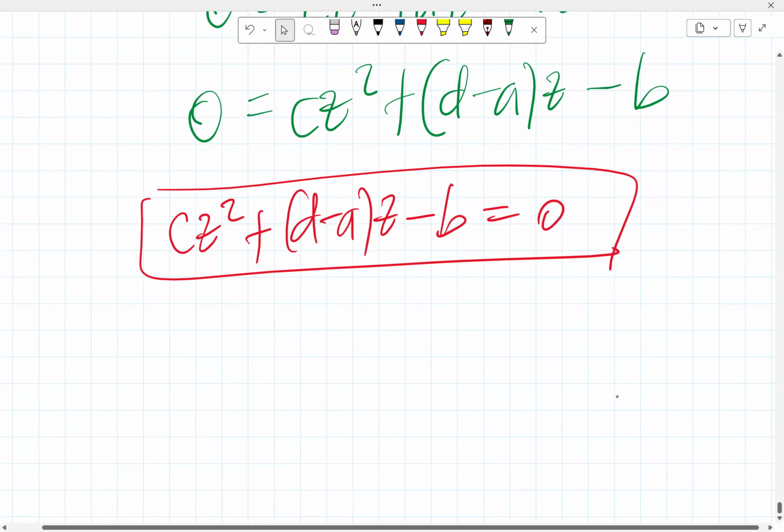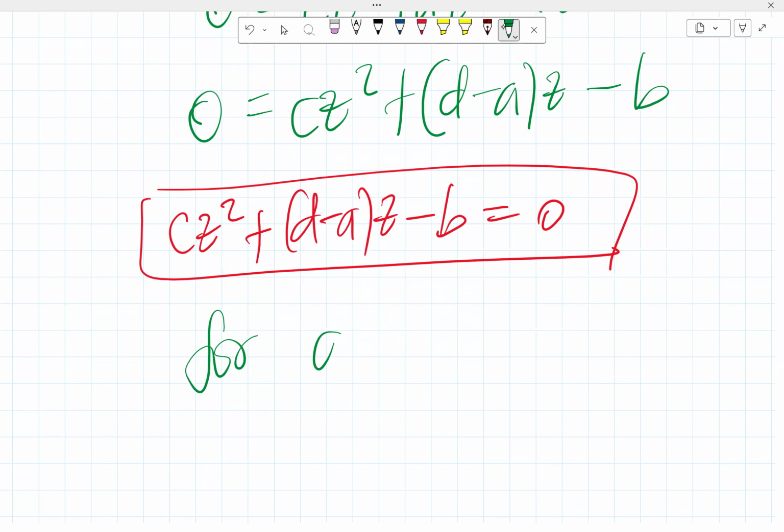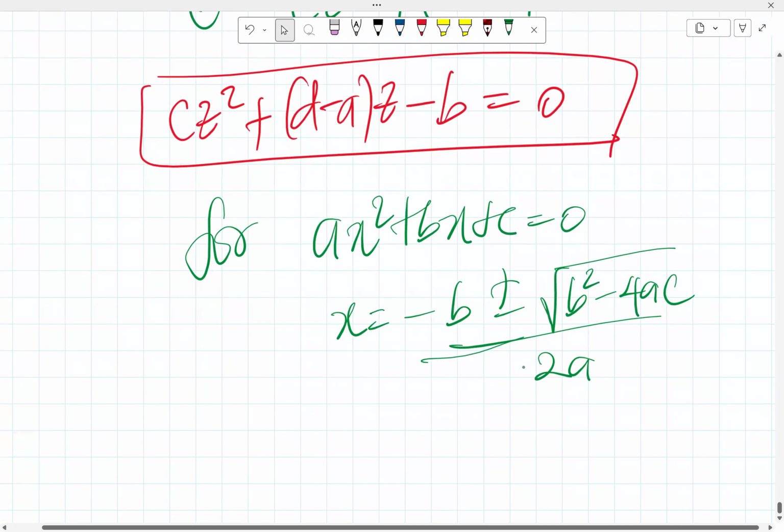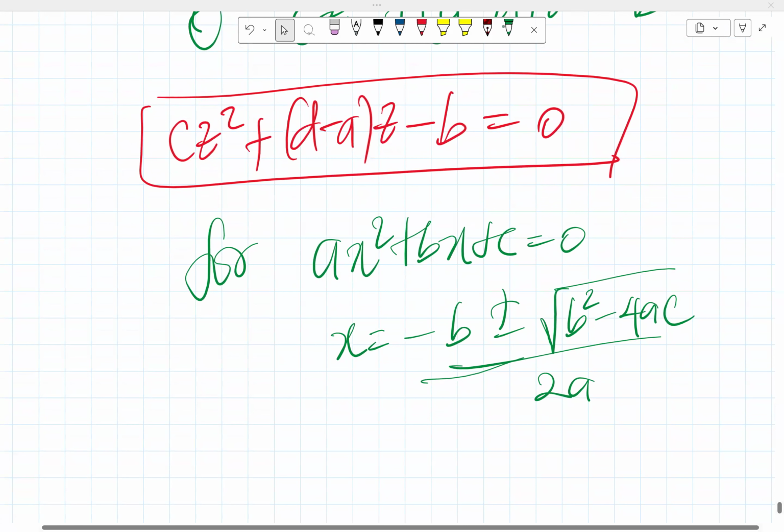Well, if you want to take it further and look for the actual expressions, we know that for ax squared plus bx plus c equals 0, x can be given as minus b plus or minus the square root of b squared minus 4ac, all over 2a. That's the quadratic formula right there. So what do we have? In this case now, all the values are mixed up, so I want to carefully sort them out.